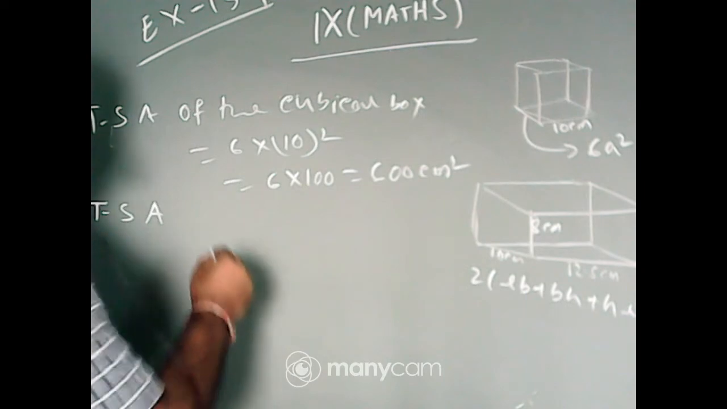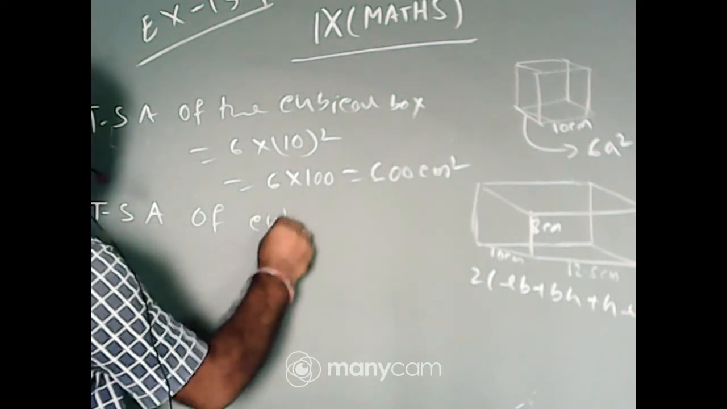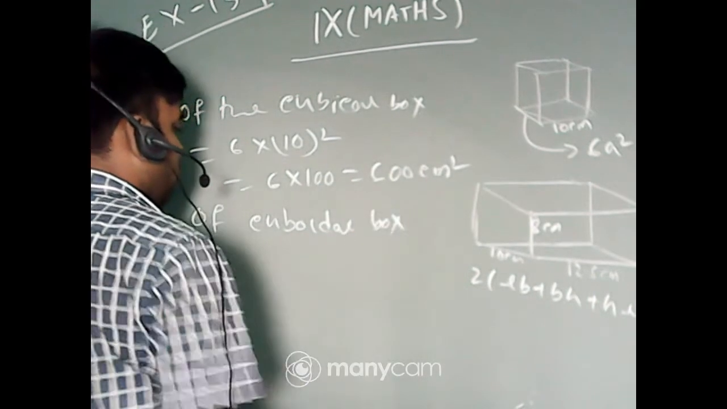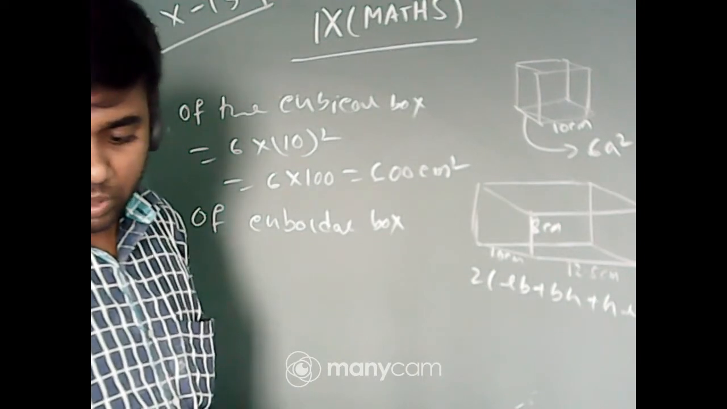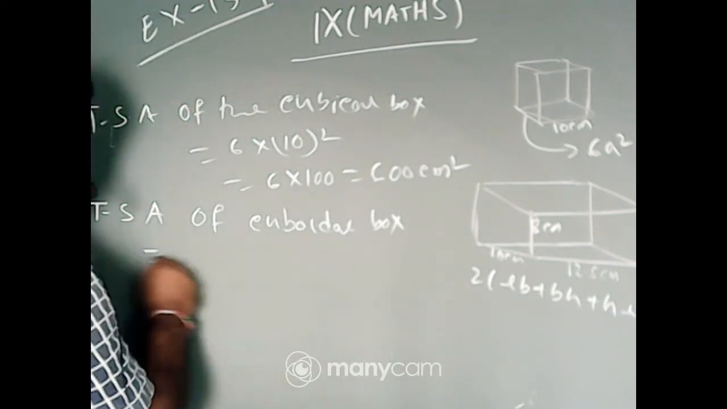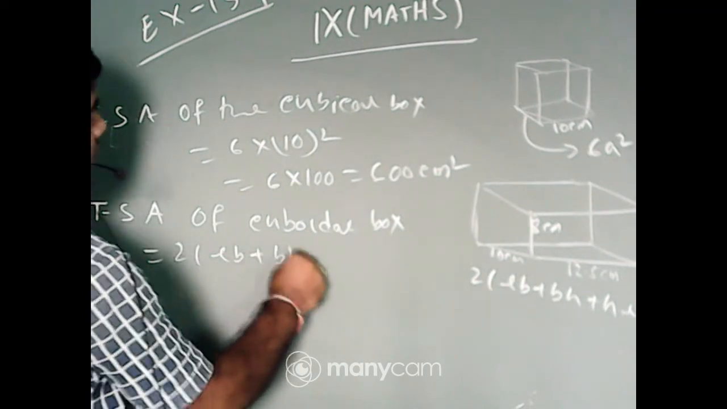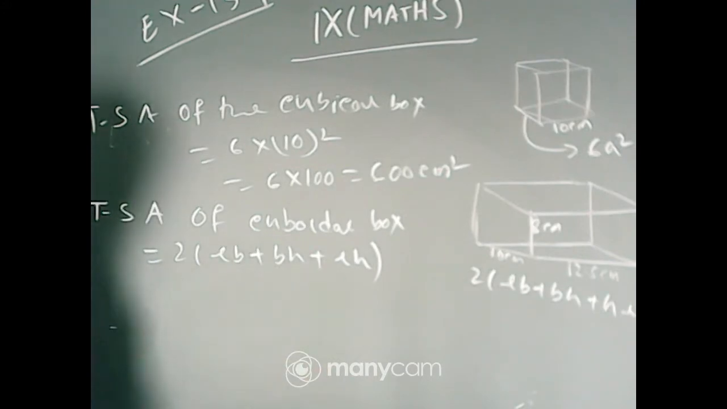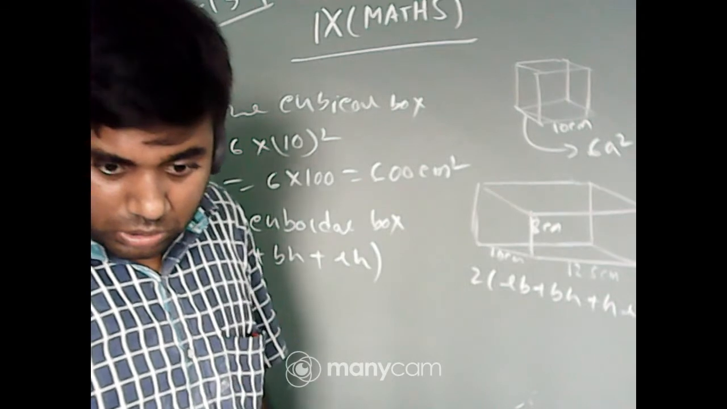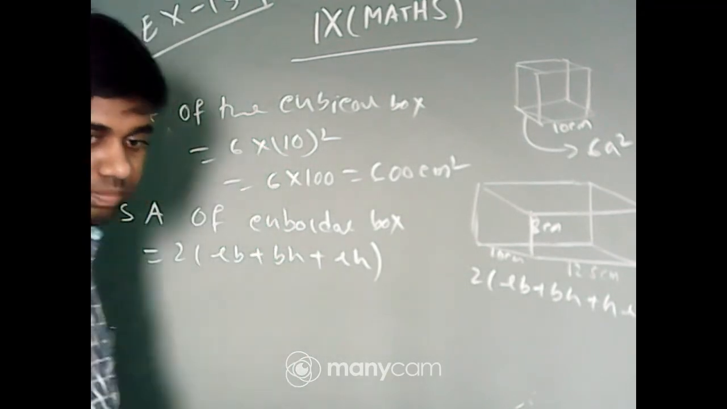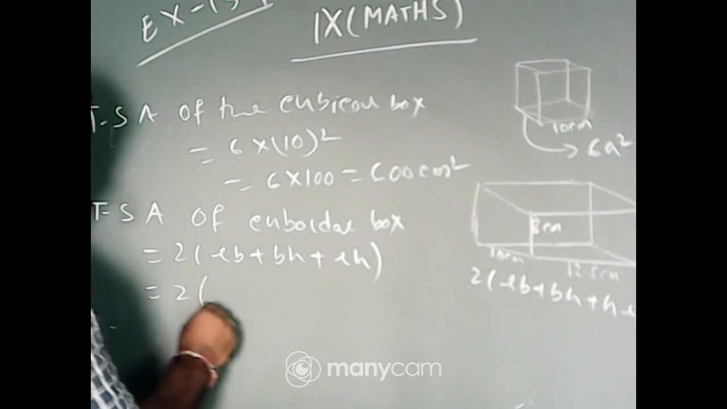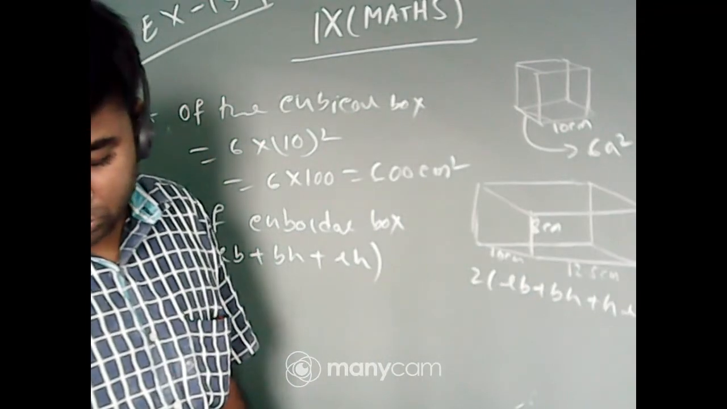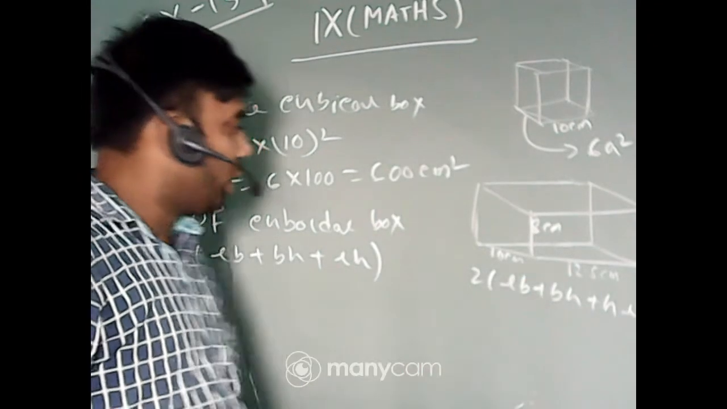And the TSA of the cuboidal box, the formula is 2 into (LB plus BH plus LH). Okay, so L into B means 10 into 12.5. What will be the answer? Tell me. 10 into 12.5 must be 125.